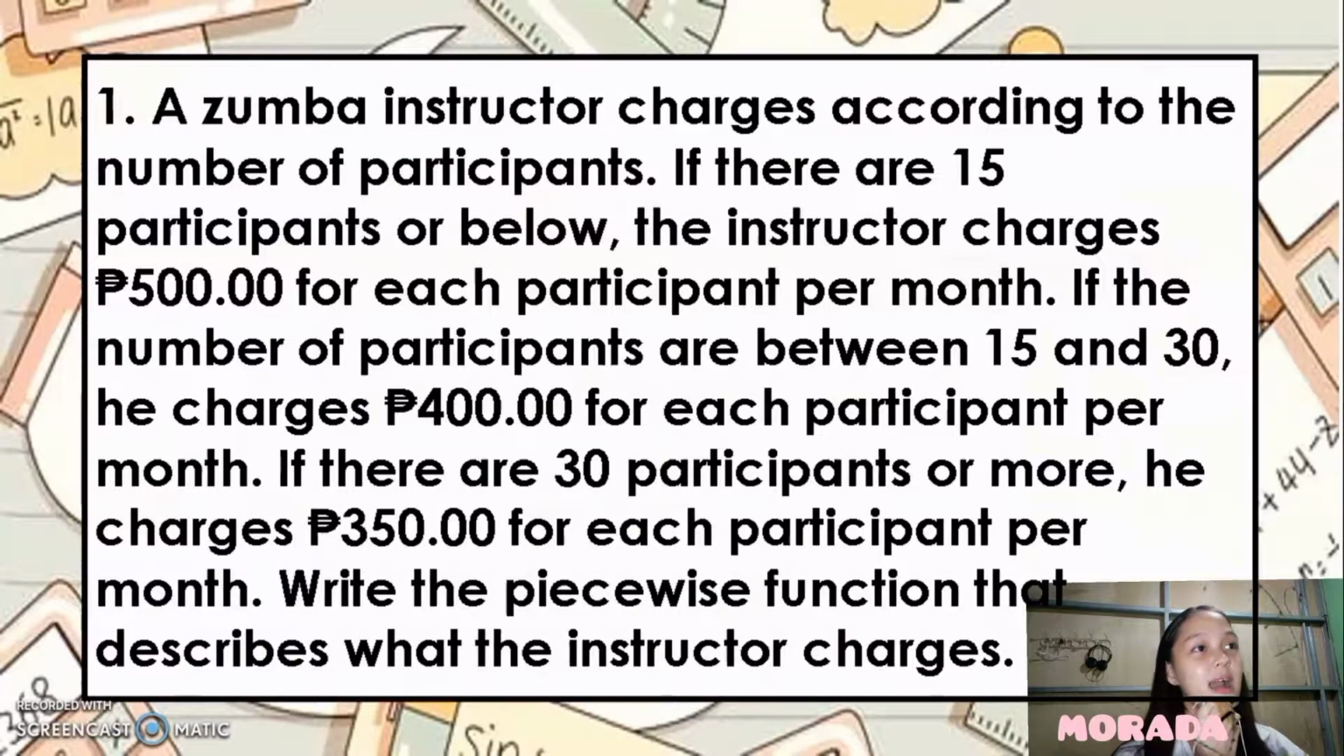Number 1. A Zumba instructor charges according to the number of participants. If there are 15 participants or below, the instructor charges 500 pesos for each participant per month. If the number of participants is between 15 and 30, he charges 400 pesos for each participant per month. If there are 30 participants or more, he charges 350 pesos for each participant per month. Write the piecewise function that describes what the instructor charges.